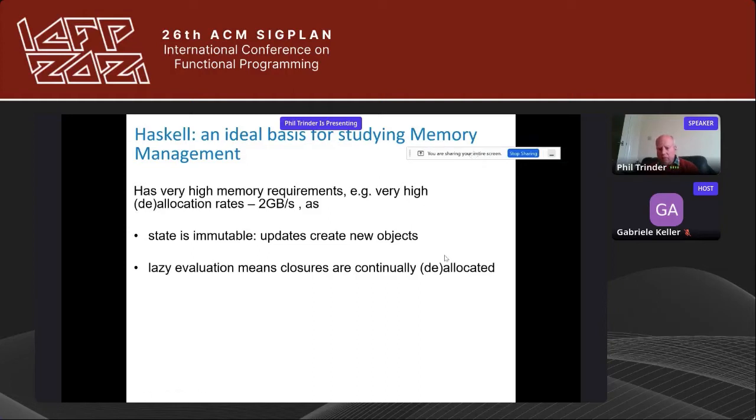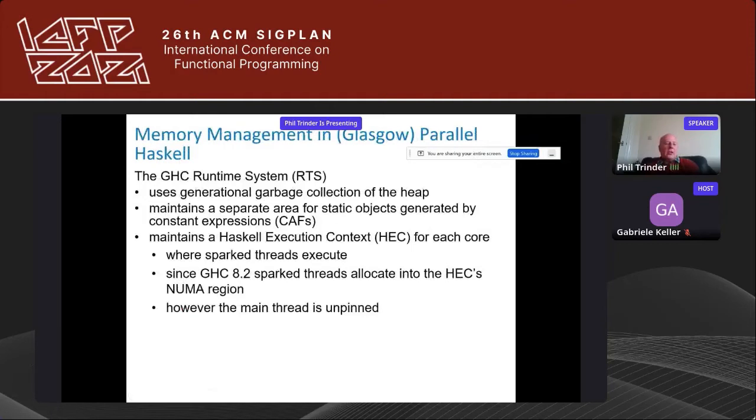Ooh, I've frozen. Okay, so I need to tell you something about memory management in parallel Haskell. The GHC runtime system uses generational garbage collection. So this is based on the observation that objects die young, and you allocate into the first generation, and you hope to have garbage collected many of the items in the first generation before you fill it. And when you do so, you copy the more long-lived objects into the second generation.